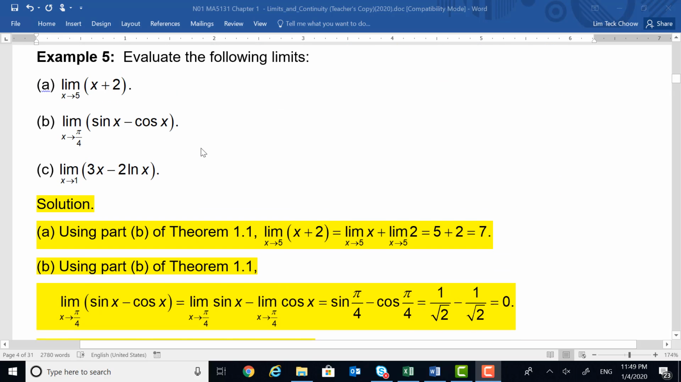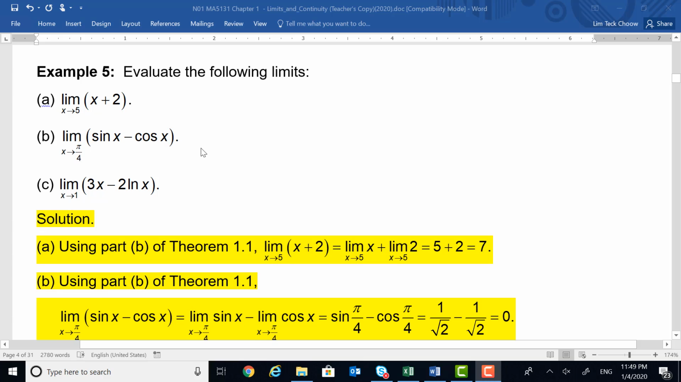So then these three limits in example 5 can be computed quite readily. Of course, you may say, hey, Mr. Lim, I could have just found all these limits without having to use Theorem 1.1. I could just potentially plug them in like what I did in the case of result A. It's somewhat true.